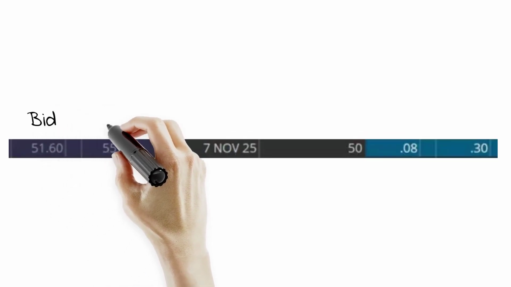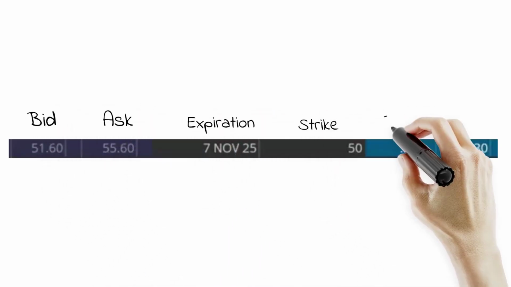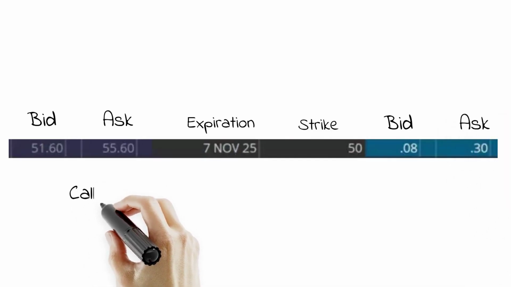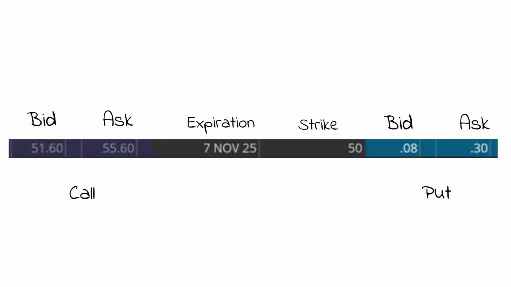What you're looking at here is actually another option chain from a different broker. The first broker we looked at was Charles Schwab, and their platform is called Thinkorswim. This one is tastytrade, which is, like I said, a different broker. You're still looking at the bid, the ask, and the expiration, which is November 7th of 2025. The strike price, the line in the sand, is $50. You look at the call side versus the put side. Remember that we said everything is times 100. So when you look at the prices, the bid is $5,160, the ask is $5,560, and on the put side, you're looking at $8 versus $30.